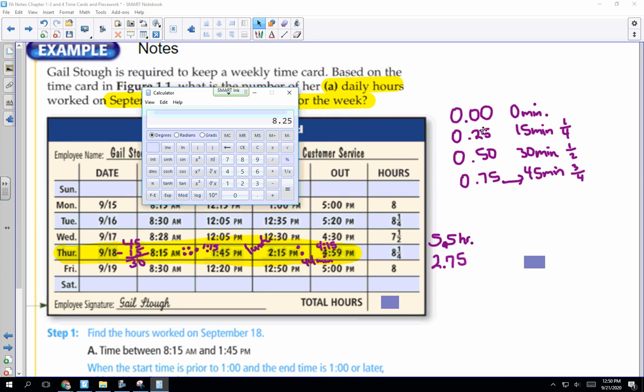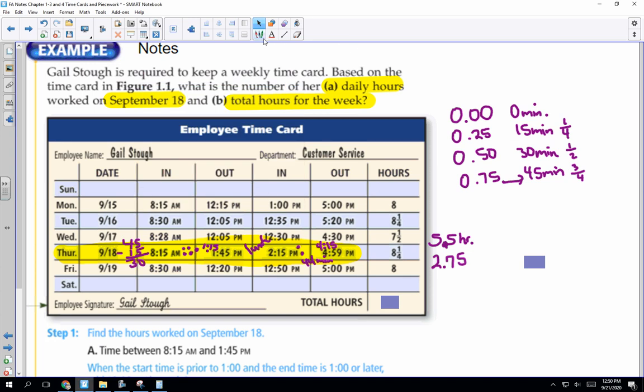Remember, 0.25 is 1/4. I am completely happy if you wrote this as 8.25. But I'm going to come up here and write this as 8.25 and this is 7.5. Because I don't know, it's convoluted to kind of put that in your calculator as 1/4 and 1/2 and 1/4.